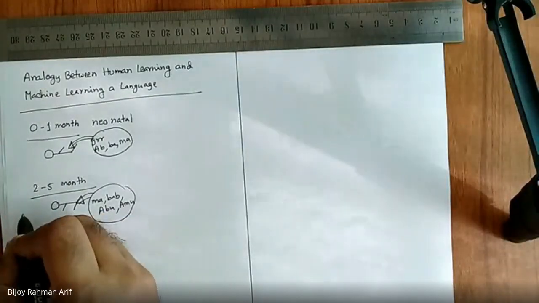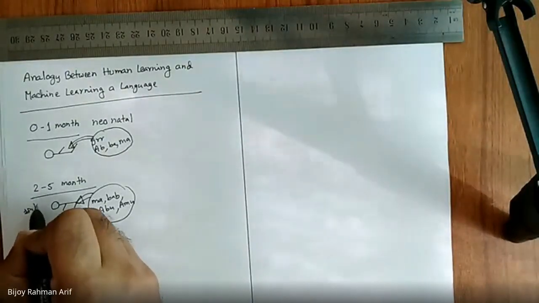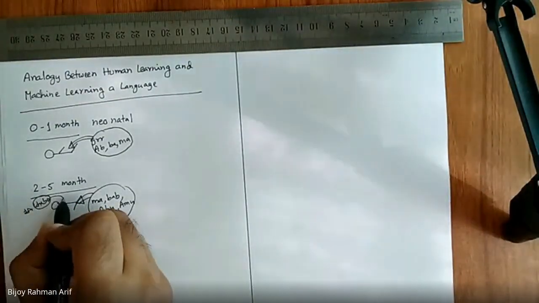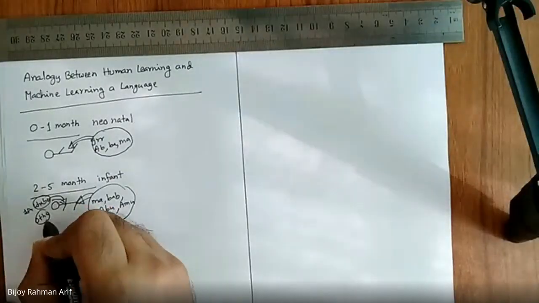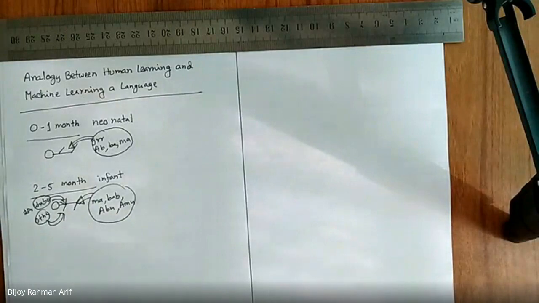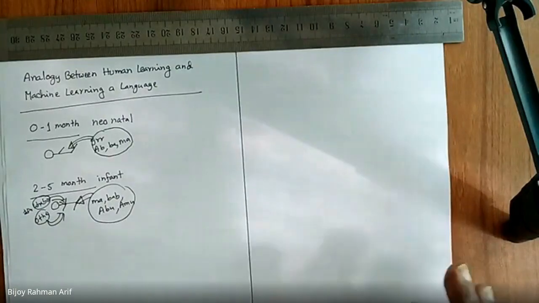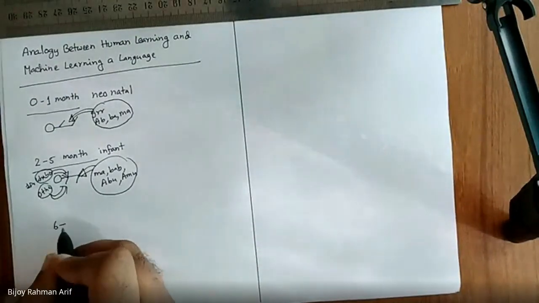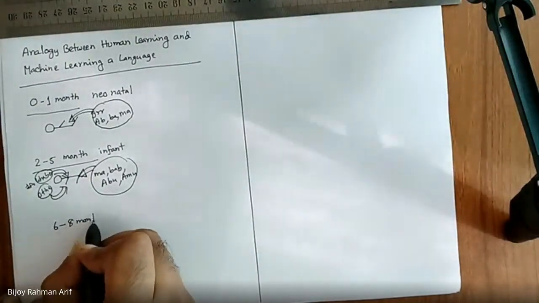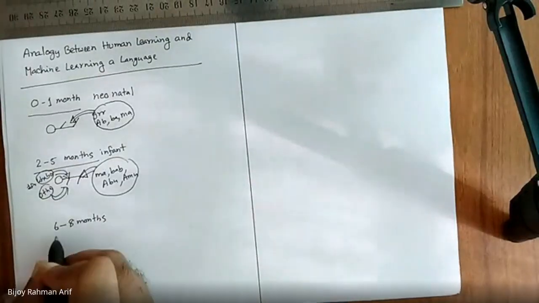And then sometimes they also say khabo, khabo, those kind of words. So those are not completely meaningless like neonatal. That time we can say they're keywords. We can understand their keywords, right? Ma, bab, abbu, ammu. Ota. That means they are mentioning something. Okay, so that is the 2 to 5 months infant. That time we call them infants. When they are getting more mature, like 6 months to 8 months, we understand their words.